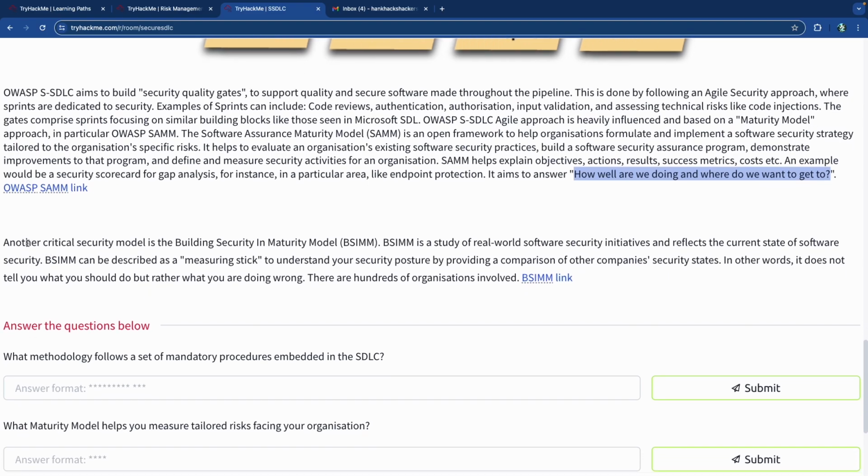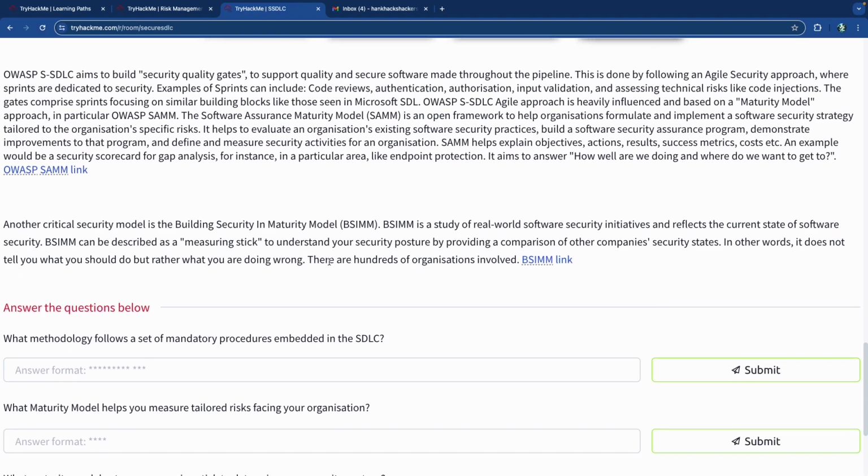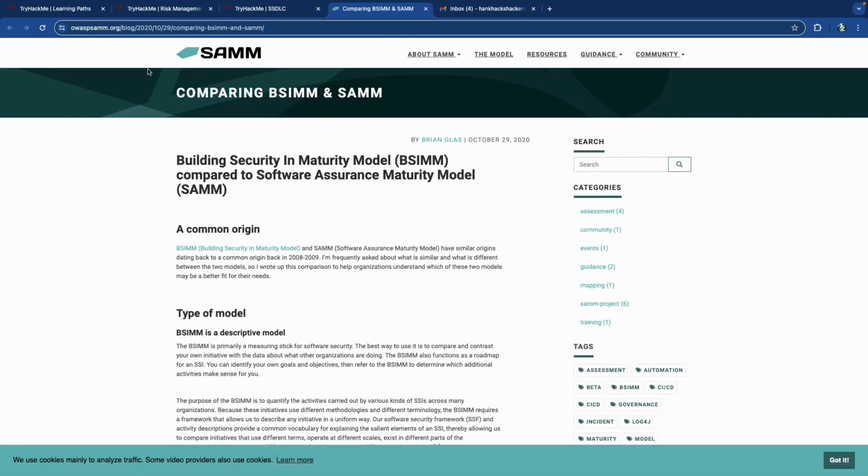So another critical security model is building security in maturity. And it's a study of real-world software security and reflects the current state of software security. And it can be described as the measuring stick to understand your security posture by providing a comparison of other companies, and then you compare yourself to them. So it doesn't tell you what you should do, but rather what you're doing wrong. And there's hundreds of organizations that are actually involved in this, and we can go check it out here. So it's part of the OWASP process as well.